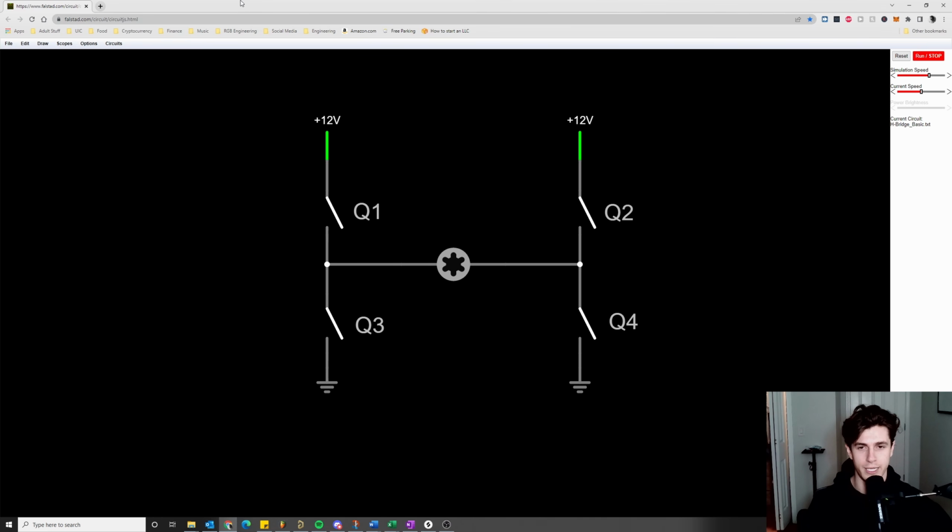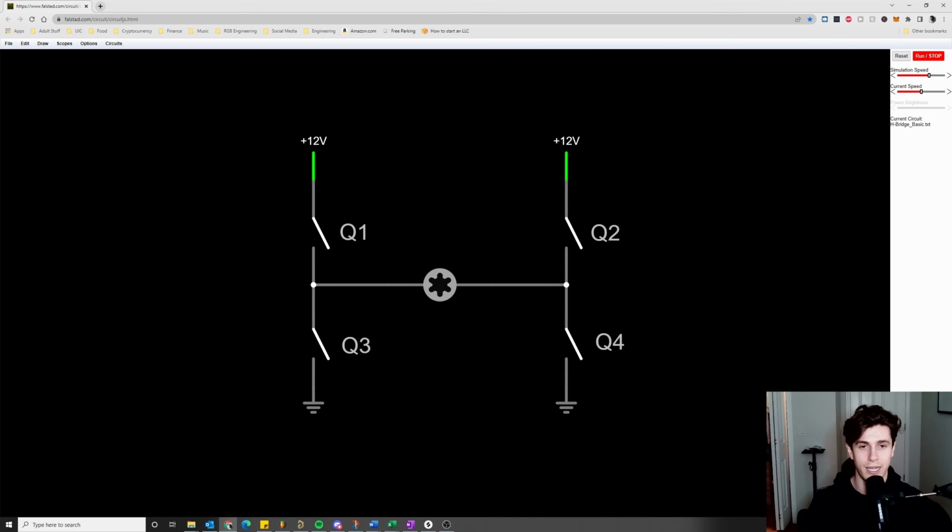So, H-bridge basics. The basic diagram for an H-bridge is the one that is depicted right here, where you have these 4 switches in this configuration with some sort of load or DC motor in the center. And the reason it's called an H-bridge is because it looks like the capital letter H. The basic operating premise is that by opening and closing these 4 switches in a particular configuration, you can control the direction of current flowing through the load or through our motor.